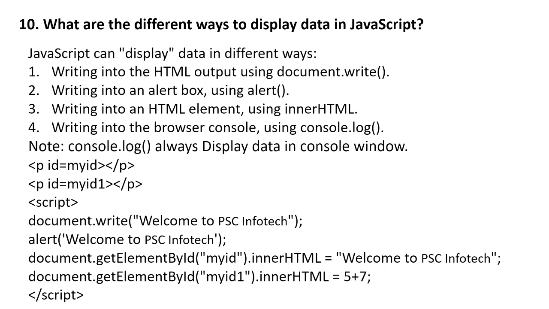What are the different ways to display data in JavaScript? JavaScript can display data in different ways. Writing into the HTML output using the document.write method, writing into an alert box using the alert method, writing into an HTML element using the innerHTML property, writing into the browser console using the console.log method. Remember, console.log always displays data in the console window.